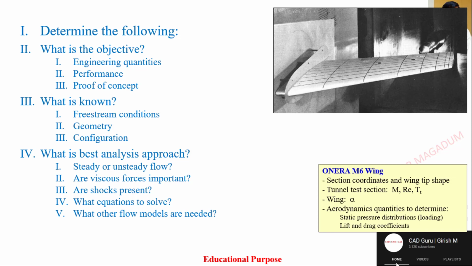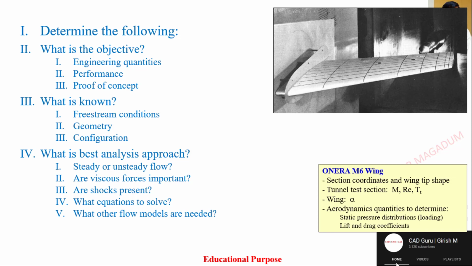So before starting with CFD, we need to know what exactly we need to do. First thing is to cross check what exactly the objective is. So what are we looking for? Proof of the concept, the performance, and the engineering quantities. Okay, what should be known? The free stream conditions. Okay, and then the geometry we need, and the configurations. Okay, what is the best analysis approach? What exactly we need to follow to deal with the analysis?